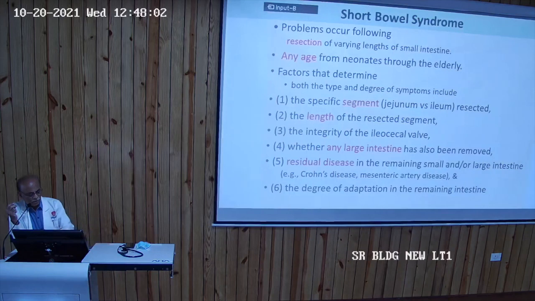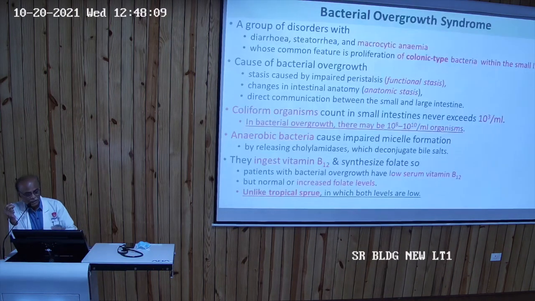Short bowel syndrome, not for you. So, bacterial overgrowth syndrome, we already discussed in this class. There may be diarrhea and steatorrhea and macrocytic anemia, and the common feature is colonic type of bacteria within the small intestine. Normally it is not there. But if we go for culture by gastric aspirate or duodenal aspirate, colonic type of bacteria may come up, and this will prove our diagnosis of bacterial overgrowth syndrome.